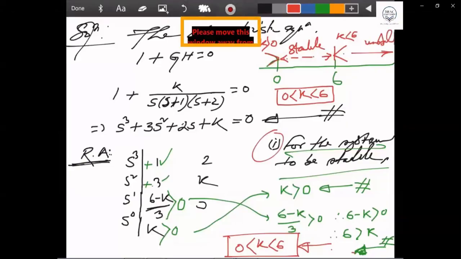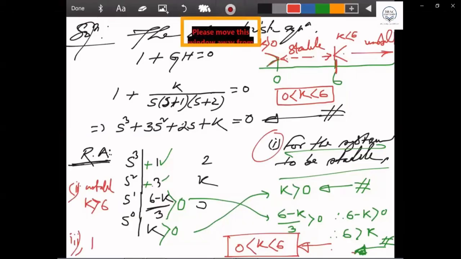So your question number 2, the unstable range, is K more than 6. If K is more than 6, the system will be unstable. And number 3 is the marginally unstable or critically stable case. That will be in between these two, at the point between K less than 6 and K more than 6.